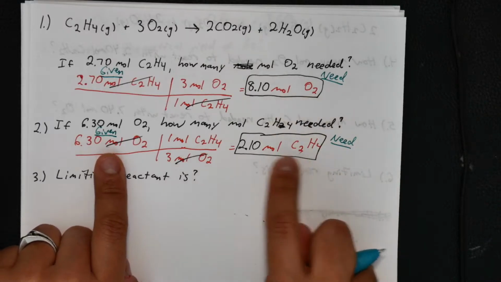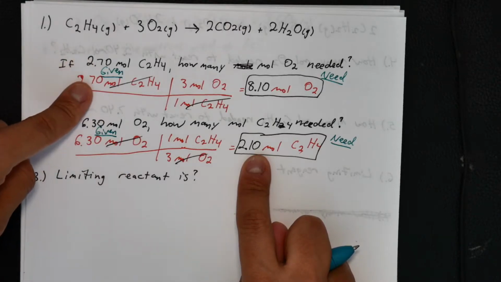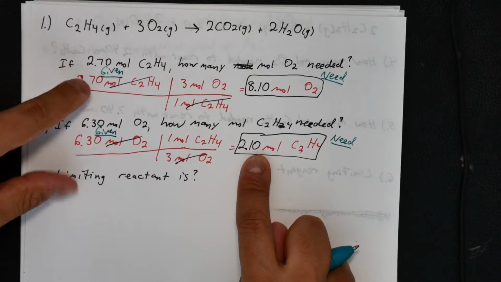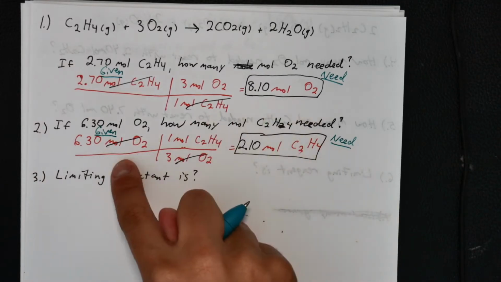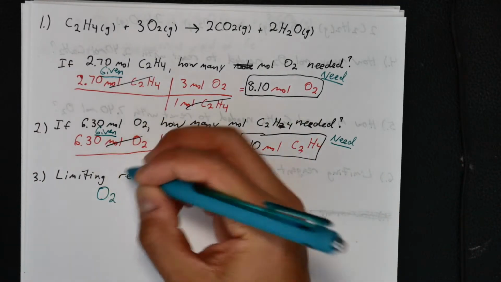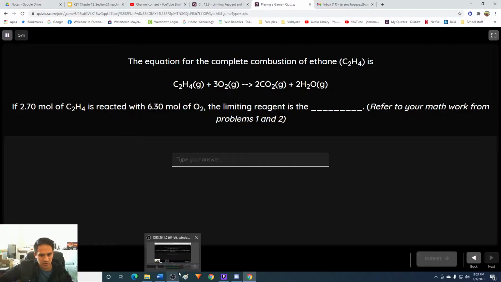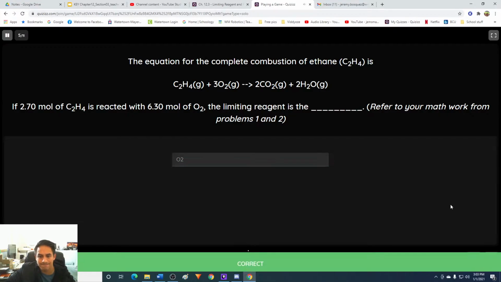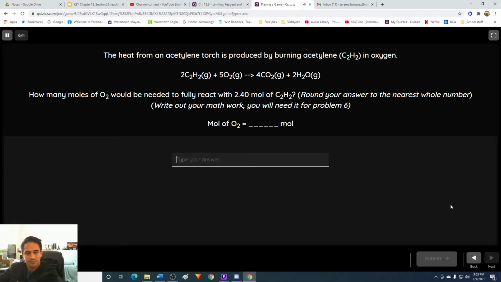On the other end, for the C2H4, we need 2.10, but we're being given 2.70. So we have more than enough. We have more here that we're starting with than what we need, which ultimately means that the O2 is what is limiting. Okay, so the limiting reactant is going to be the O2. Let's go back to our quizzes here, and let's just type in O2 for the limiting reagent. Hit submit. There we go. All right, awesome. Okay, moving on to the next one.